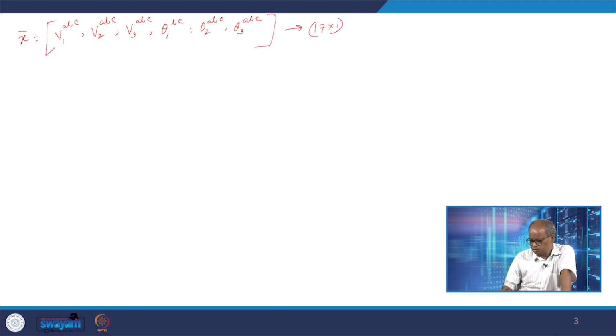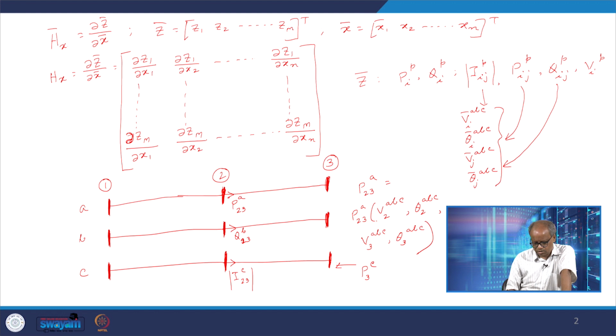Right. So, suppose I do have several measurements. Because there are 17 unknowns, or rather 17 states, I have to have at least 17 measurements from somewhere. Suppose, for example, my measurements are P3C, Q3C, P3B, Q3B, P3A, Q3A.